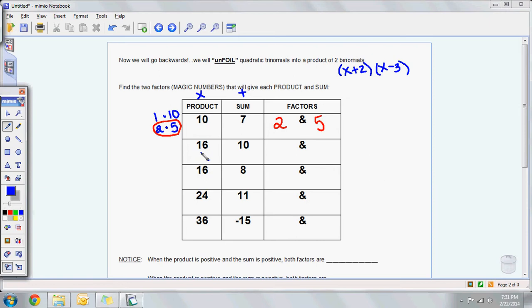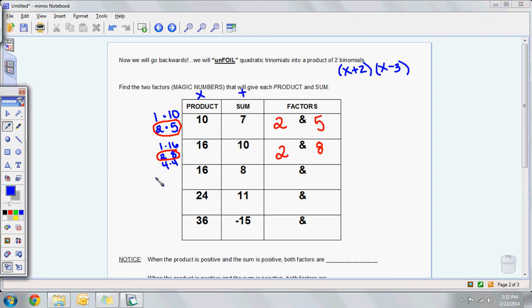All right, let's look at this one. Start with a product of 16. So we're going to list our factors of 16. So 1 and 16, 2 and 8, 3 doesn't work, so 4 and 4. So those are all my factors of 16. So now I'm going to look and see what can add to give you 10, and that would be 2 and 8. So 2 times 8 is 16, and 2 plus 8 is 10. So those are my magic numbers.